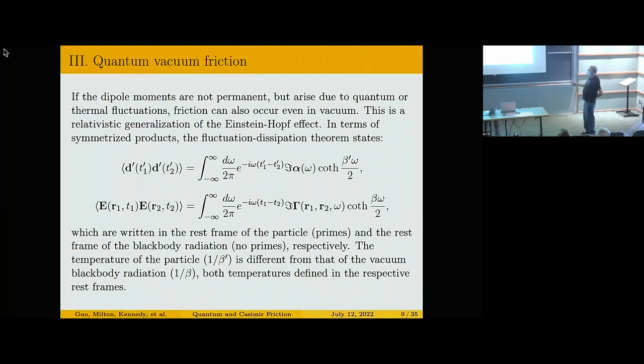Likewise, there are field fluctuations, and they correspond to a different temperature. This is the temperature of the thermal radiation in its background, and the corresponding susceptibility, if you like, is the imaginary part of the Green's function. So it's just the familiar fluctuation dissipation theorem, except this is written in the rest frame of the particle, and this is written in the rest frame, if you like, of the thermal radiation. And so the key point here is I'm assuming both these systems are in thermal states. The dipoles have a thermal distribution, and the electromagnetic field has a thermal distribution, but at different temperatures.